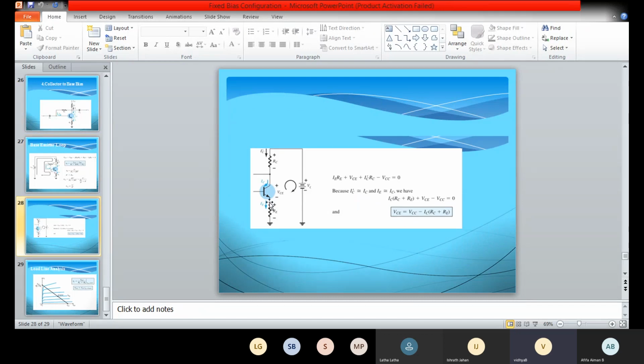Next, the collector emitter loop: IE RE plus VCE plus IC dash RC. You can write the equation. First you get IE RE, next VCE, next IC dash RC, next minus VCC equal to 0. From this, VCE is equal to VCC minus IC (RC plus RE).